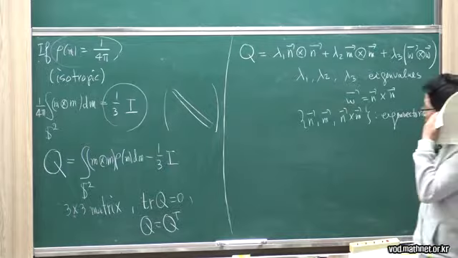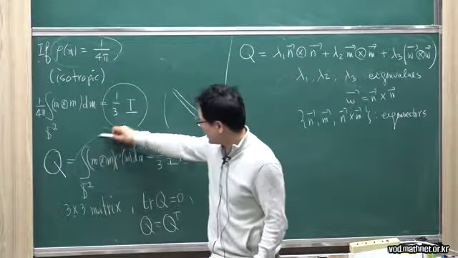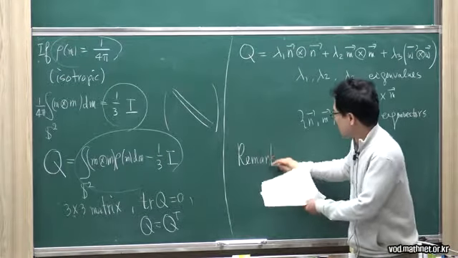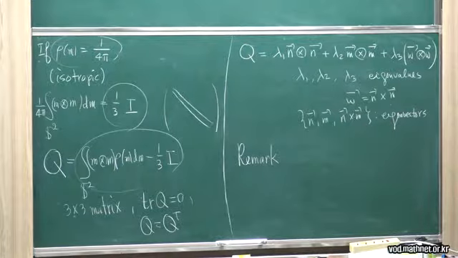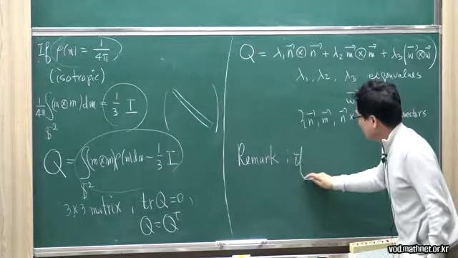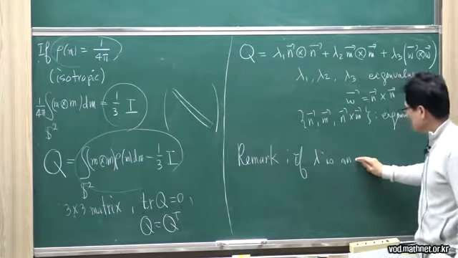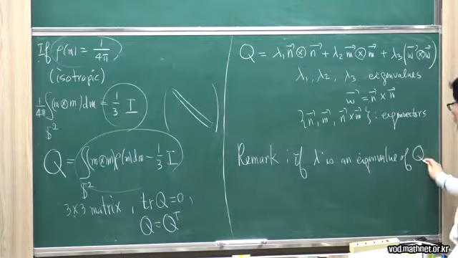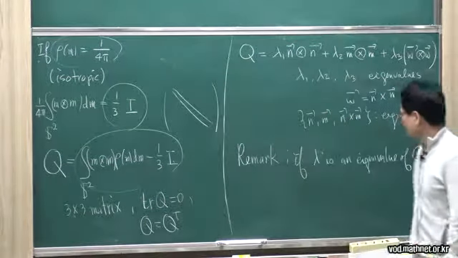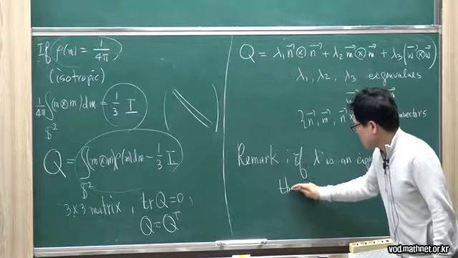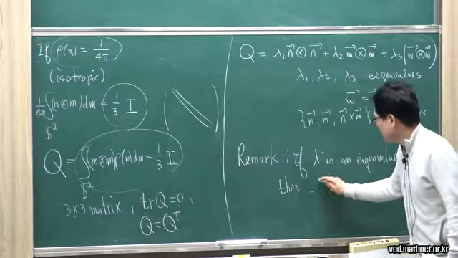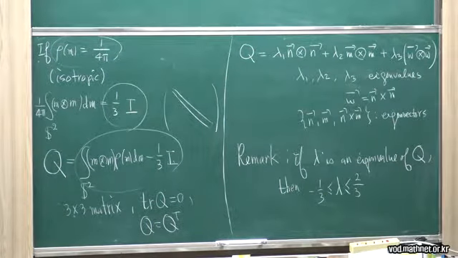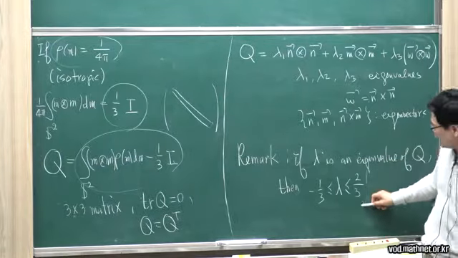Here's a remark. I'm not going to calculate all of them, but you can easily check that if lambda is an eigenvalue of Q, by definition of Q, then lambda should be between minus 1/3 and 2/3. All eigenvalues should be in this range.